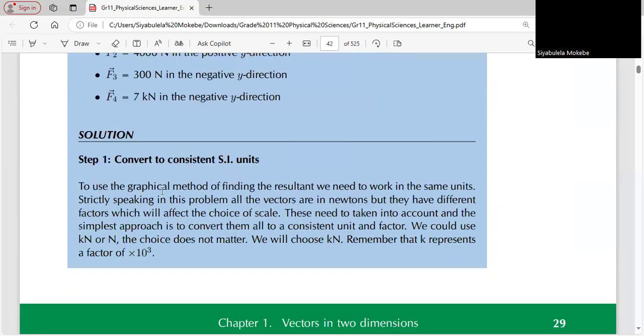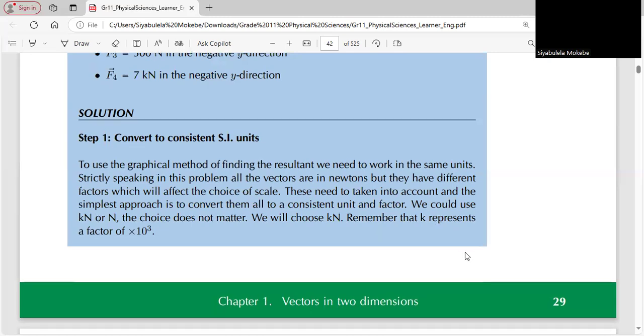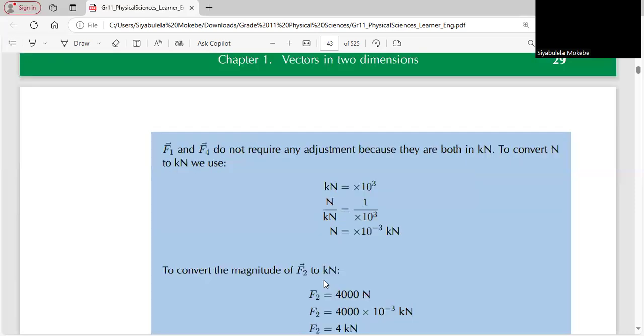Now, to use the graphical method of finding the resultant, we need to work in the same units. Strictly speaking, in this problem, all the vectors are in Newtons, but they have different magnitudes which will affect the choice of scale. These need to be taken into account. The simplest approach is to convert them all to a consistent unit and factor. We could use kilonewton or Newton. The choice does not matter. We will choose kilonewton. Remember that kilo represents a factor of times 10 to the 3.